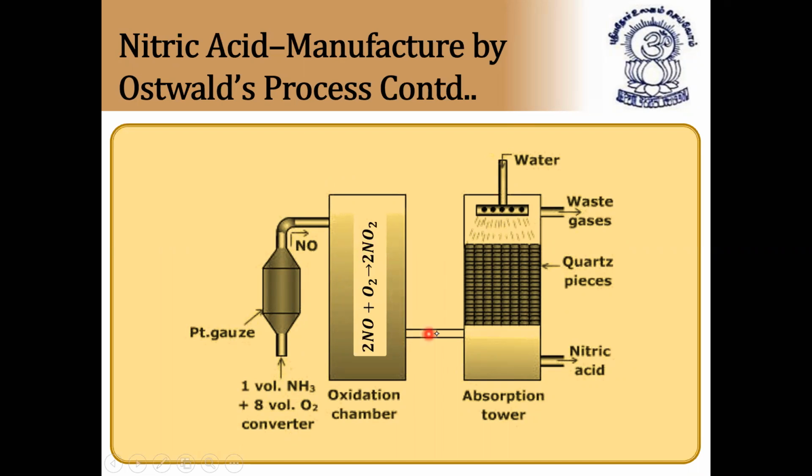This reddish brown color gas goes to the absorption tower where water is sprinkled from the top, due to which this nitrogen dioxide combines with water and forms nitric acid. And here this is quartz gas, and the waste gases will go off like this. Nitric oxide is going like this, and nitric acid is formed here. So this is called preparation of nitric acid by Ostwald process. The catalyst is platinum gauze. I hope it is clear.